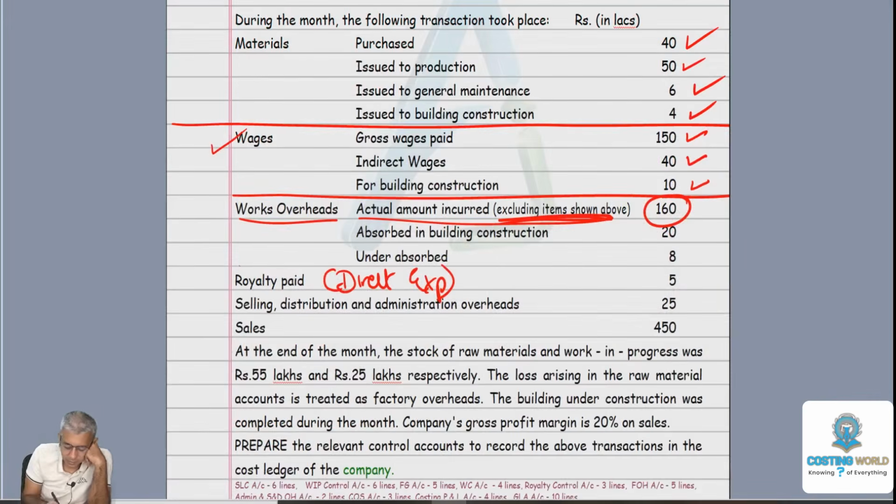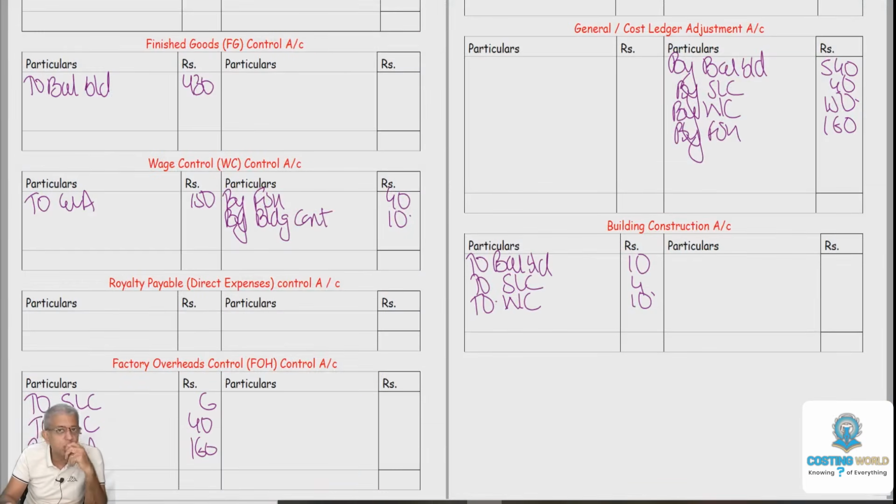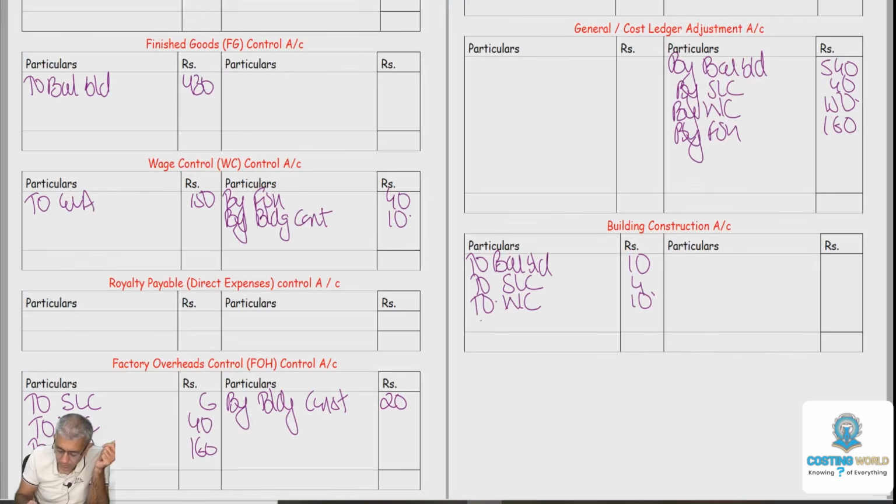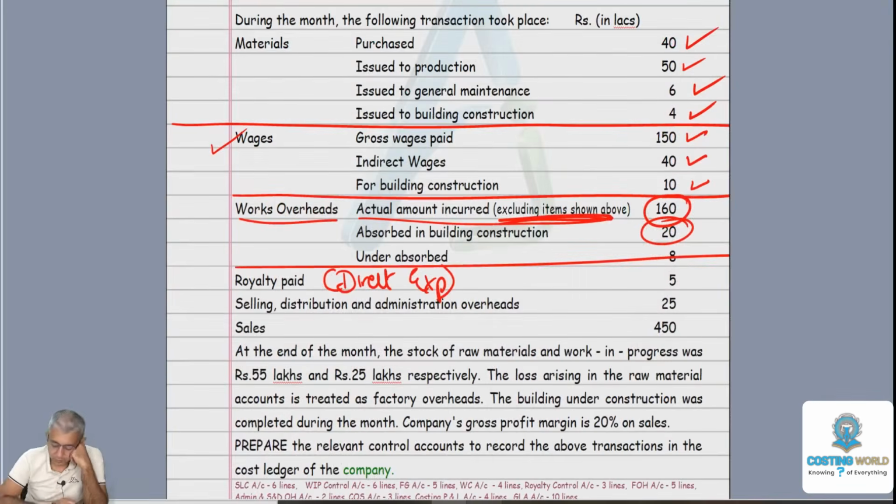Then absorbed in building construction. Can you say all absorbed amounts will come on the credit side of the FOH account? So therefore, this will be absorbed to building construction. So write down by building construction, that amount is 20. Further, this is done, this is done.